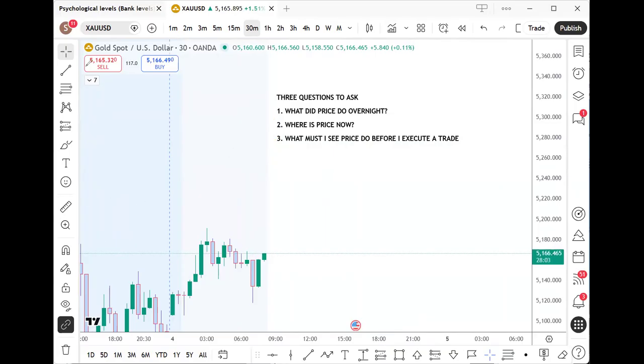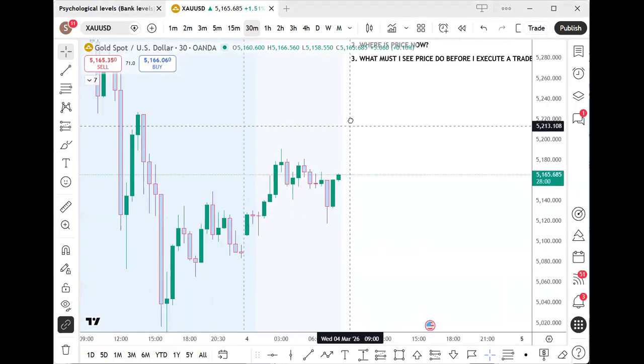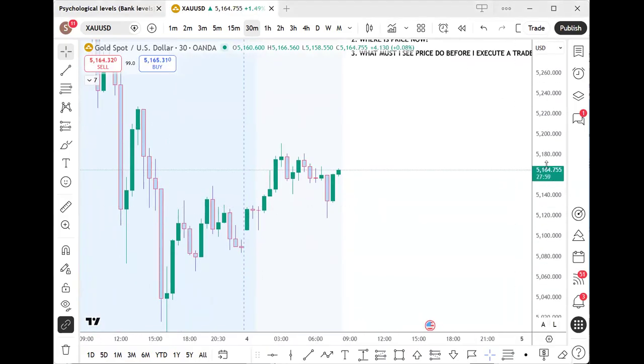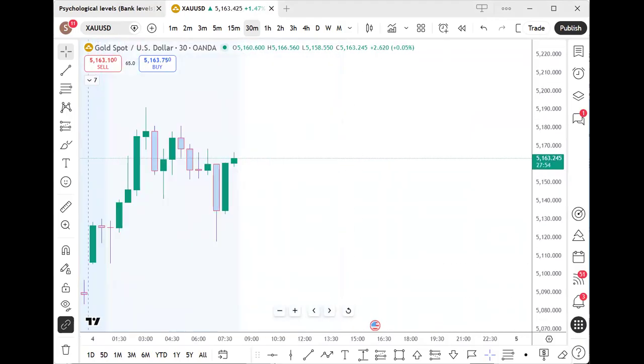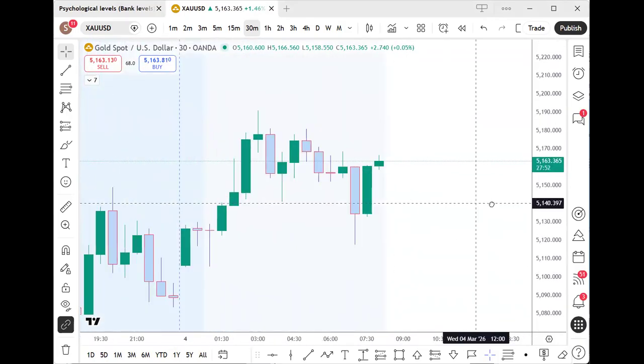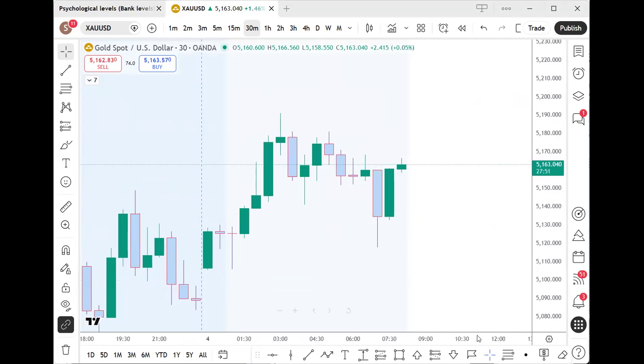Okay, so let's look at what price is doing right now. We'll look at the markets. This is gold, 30 minutes chart. Let me expand this a bit. Okay, so what did price do overnight?